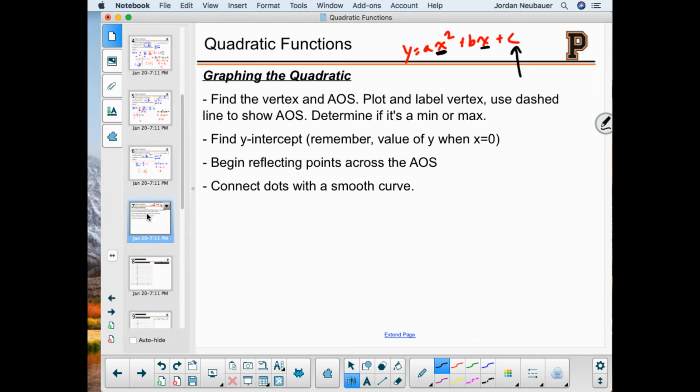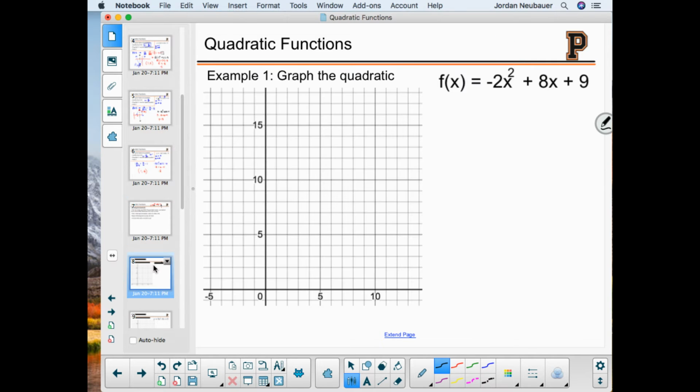Once we find that y-intercept, we're going to begin reflecting points across the AOS, and I'll show you exactly what that looks like, and then connect our dots with a smooth curve. All right, so a bit of a process. Take some time to write these down, and then we'll actually put it into practice here with a couple examples.